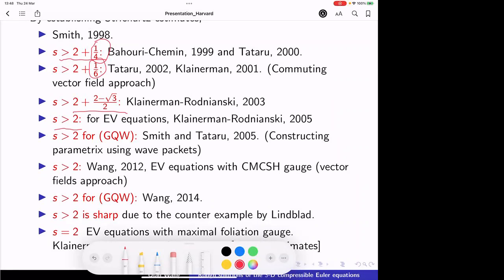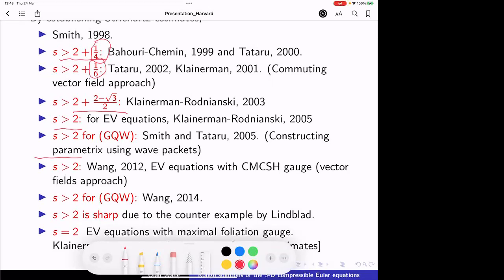under wave coordinate gauge. But the general quasilinear wave equation is actually harder than Einstein vacuum, and its s greater than 2 result is established by Smith-Tataru, not by commuting vector field, but by constructing parametrices and using wave packets, something more Fourier. So it's already a sharp result for the general quasilinear wave equation, and there's also a counterexample offered by Littlewood again, saying this is a sharp result. Even for the semilinear case, you wouldn't expect better results.